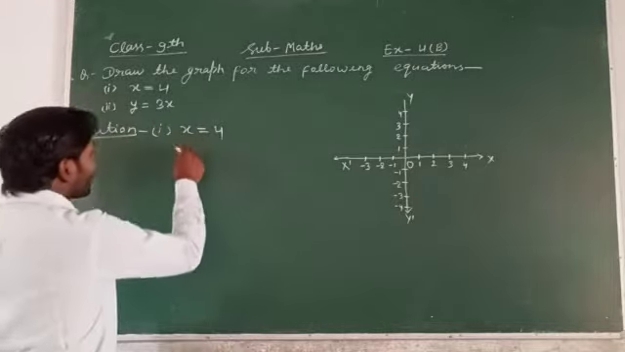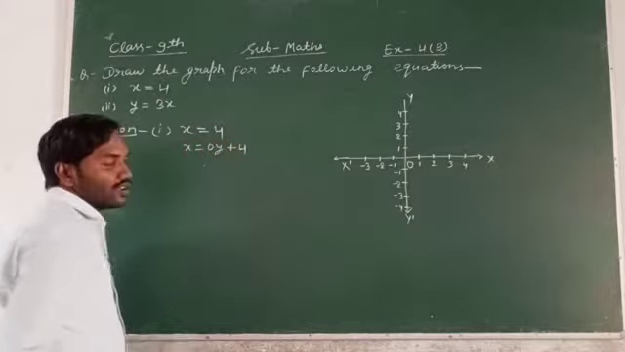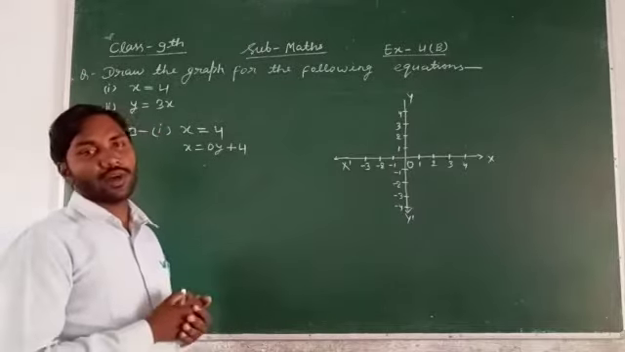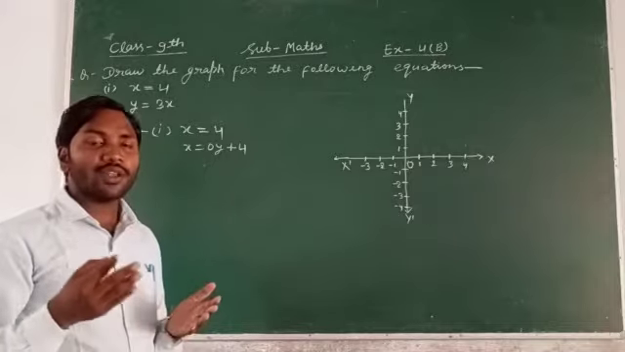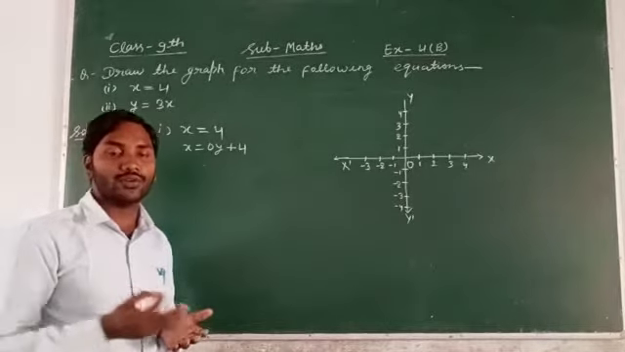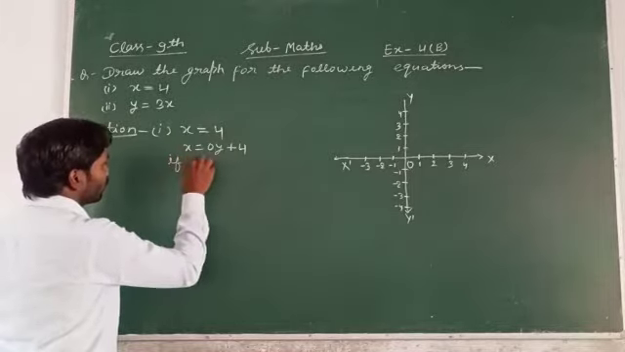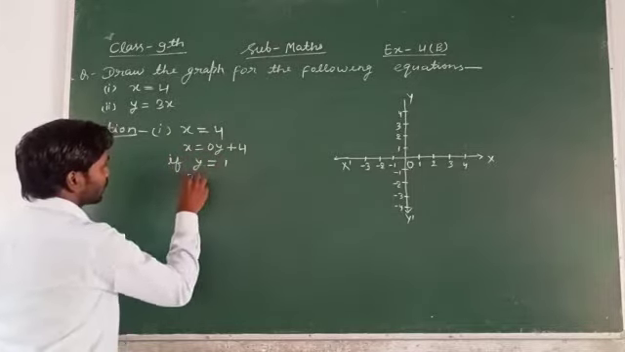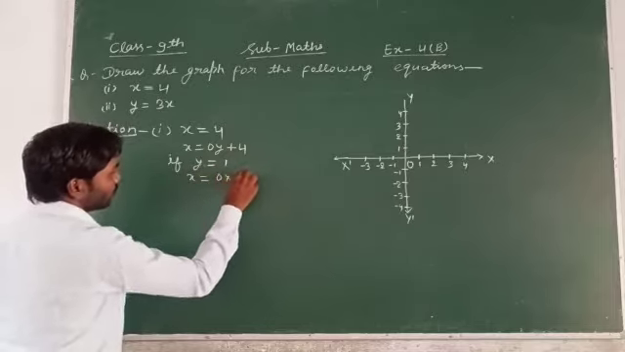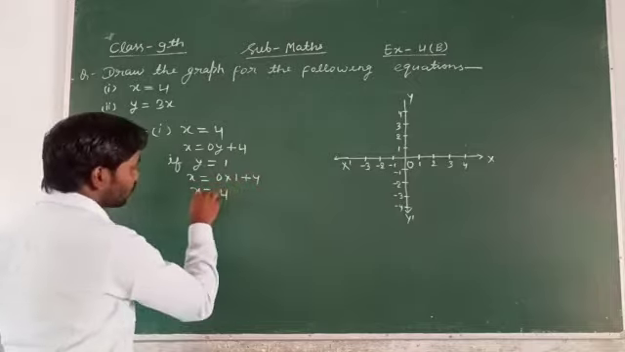We can write this equation as x is equal to 0y plus 4, because there is no y, so we can say that this is 0y. So for every value of y, we will get the value of x is equal to 4. Let us see from here. If y is equal to 1, then x is equal to 0 into, in place of y we will put 1, and here 4. So this will become 0 and x is equal to 4.